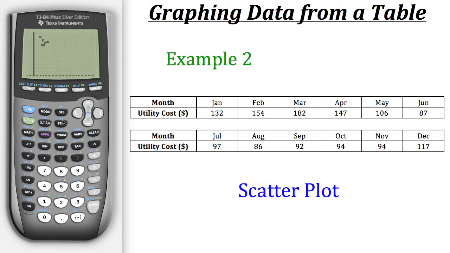Now at the moment, we're in our old window from our previous data. So in order to change it again for these particular points, we could do zoom stat again. So we'll do zoom, and then we could go over to option 9 for zoom stat, and then hit enter. Now it puts all of our new points into a window to where we could see them all pretty clearly. And that's how you use your calculator to graph data from a table.